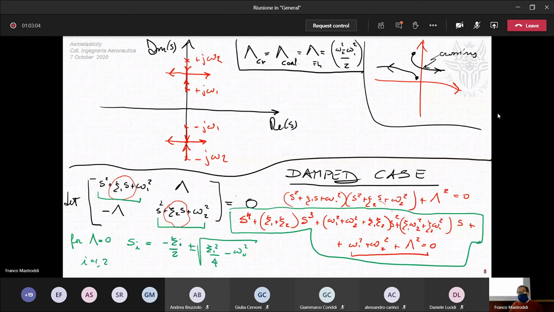Typically, this omega i squared is higher with respect to the square of the damping coefficient, and therefore one suspects that this quantity inside the square root is a negative quantity. I am discussing lambda equal to 0, do not forget, no aerodynamics. I am discussing this. So, without aerodynamics but with damping, we have minus zeta i by 2 plus minus j square root of omega i squared minus zeta i squared by 4.